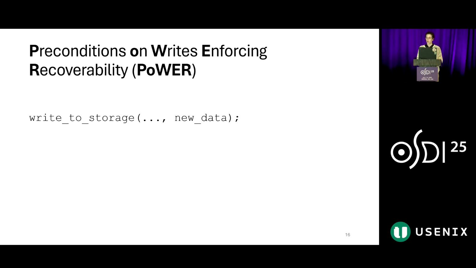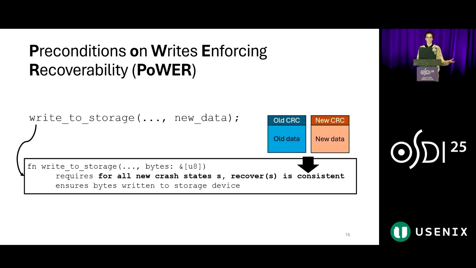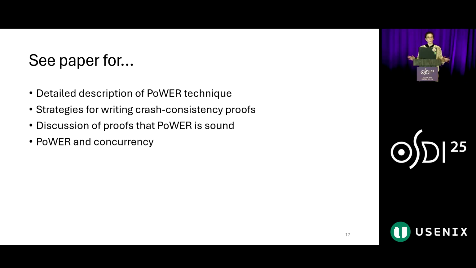In PoWER, whenever we call our write to storage function, we'll need to prove a precondition that states that for all of the new crash states that we are introducing here, each state is consistent after running some kind of recovery function on it. In this case, consistency means that the CRC matches the data that we have on disk. And so the developer will include a proof of this property for each call they make to write to storage. And as long as they can prove that this precondition holds, they've proven that the operation is crash consistent. We do this for every update in the system, and we prove that the system as a whole is crash safe.